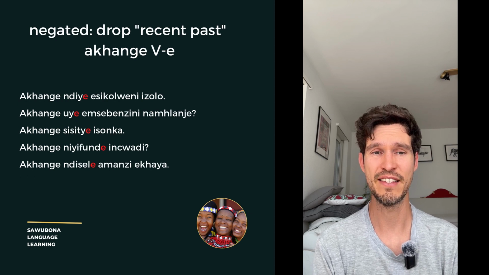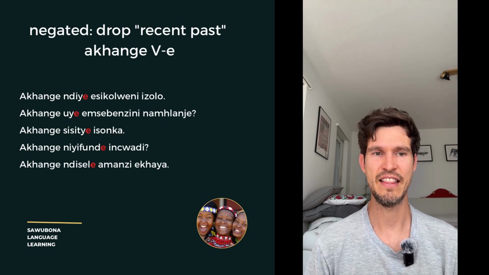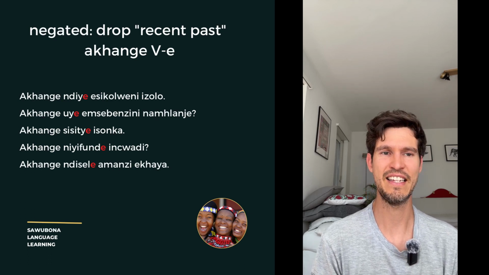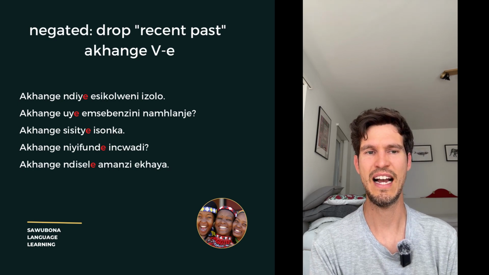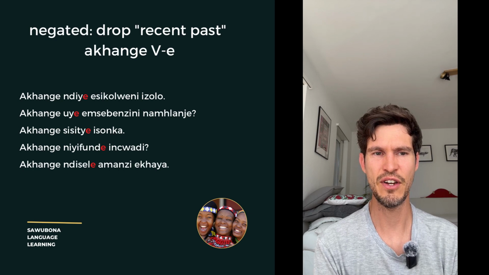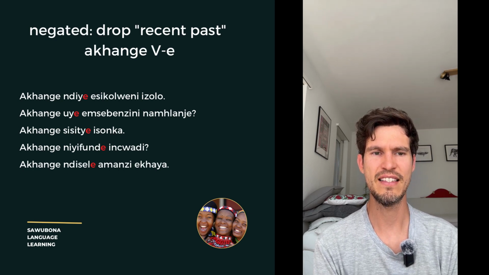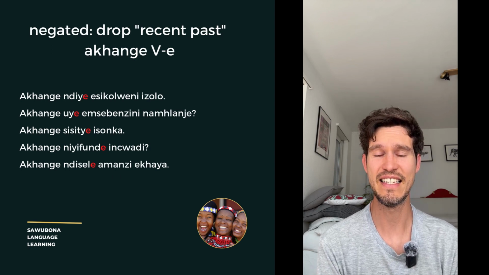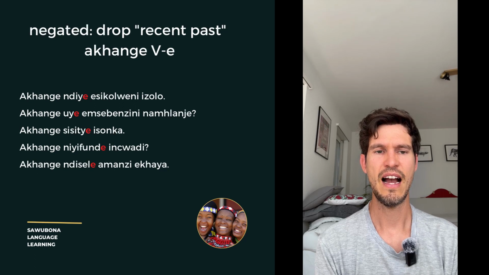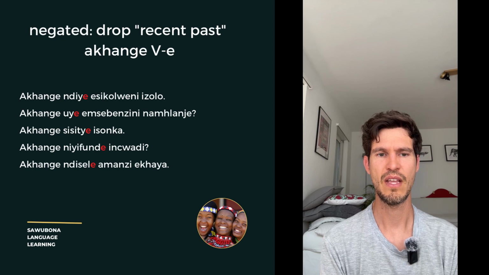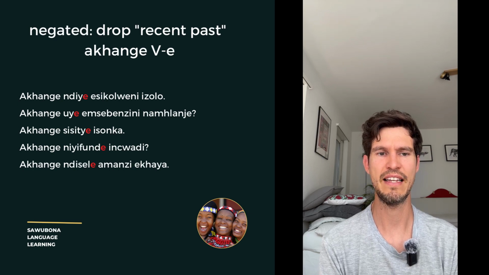And to negate this, we simply add akhange and then the verb in its normal past tense form. So we would say akhange ndiye esikolweni izolo. I didn't go to school yesterday. Akhange uye emsebenzini namhlanje. Did you not go to work today? Akhange sisitye isonka. We didn't eat bread. Sisitye isonka. Khange niyifunde incwadi. Did you not read the book? Akhange ndisele amanzi ekhaya. I didn't drink water at home.